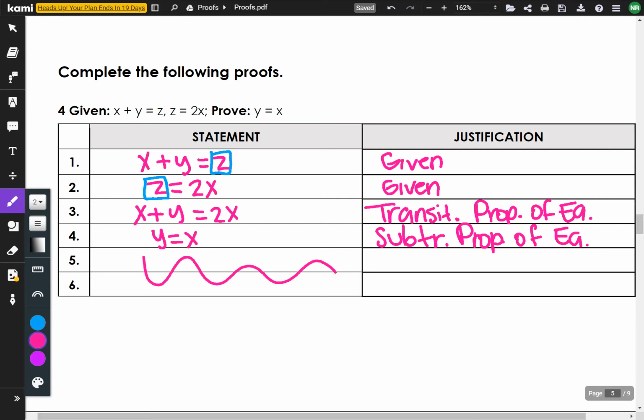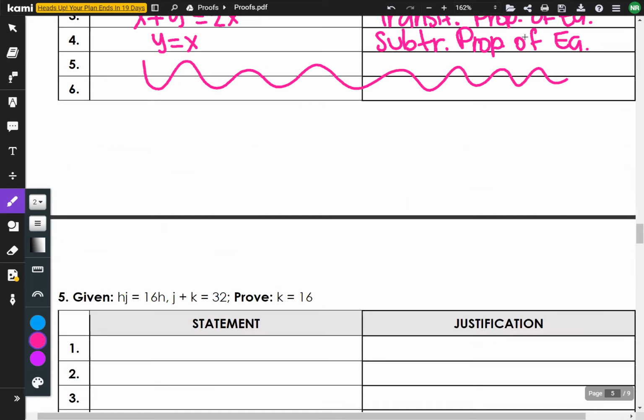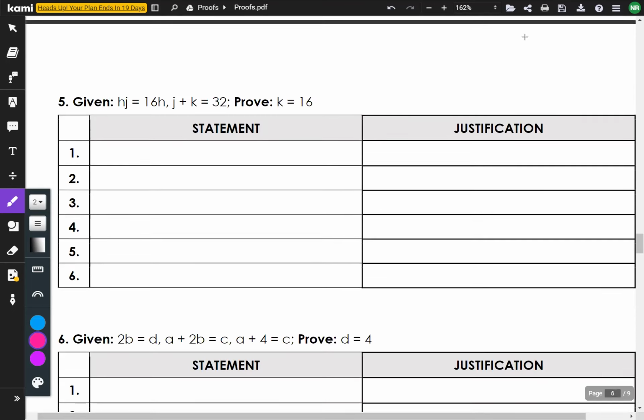The last 2 lines, we didn't need them. You can either leave them blank or scratch through them. It's up to you. Whatever you want to do. Questions? Okay. Ready for the next? Number 5. Still 2, and then we'll get into 3 given statements.